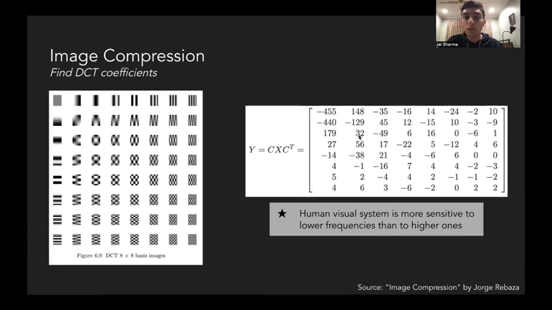And so here you can see that in the upper left-hand corner, the magnitude of these numbers is very high, and in the lower right-hand corner, the magnitude of the numbers is very low. That's because the human visual system is more sensitive to the lower frequencies, which are usually in the upper left-hand corner, than the higher ones, which are in the lower right-hand corner.